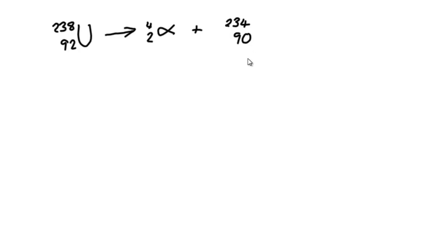Now in an exam they'd usually give you enough information to work this out for yourself. But we can look up from the periodic table, we'd find that the element with the proton number 90 is thorium, so to complete the decay equation we have Th. So the full decay equation here is that uranium-238 decays by alpha decay to produce thorium-234.